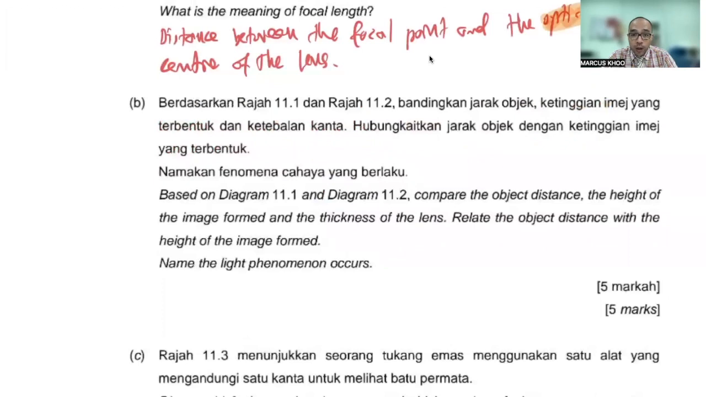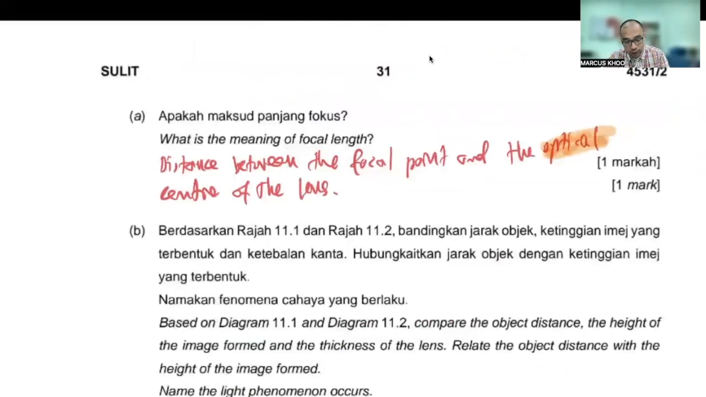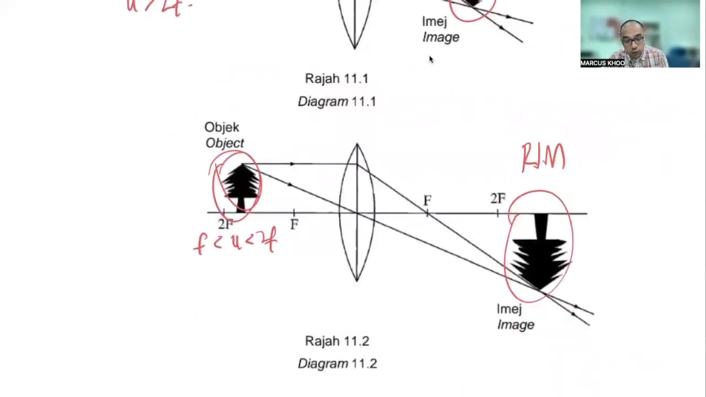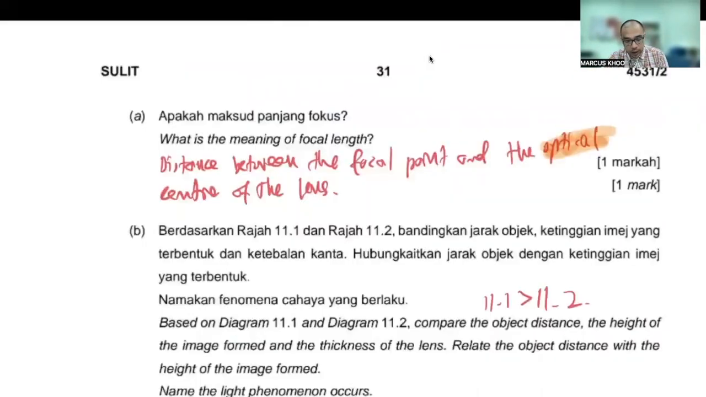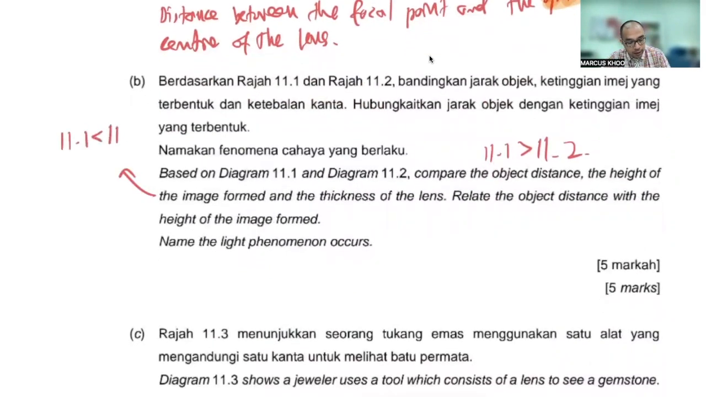Now based on diagram 11.1, compare the object distance, the height of the image formed, and the thickness of the lens. First, the object distance: obviously 11.1 is bigger than 11.2. Secondly, don't forget to write in full sentences. The height of the image formed: we notice that 11.2 is bigger than 11.1, so the height of the image in 11.1 is smaller than 11.2. I always like to start with 11.1 first so that I can see the direction of the arrows, which tells me the relationship.